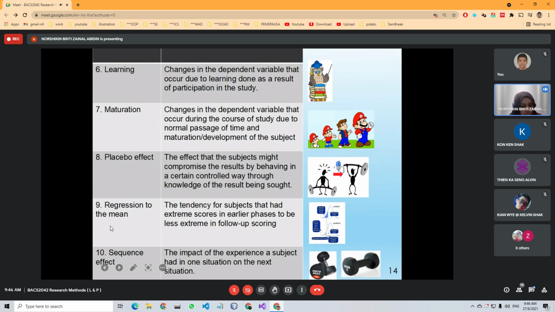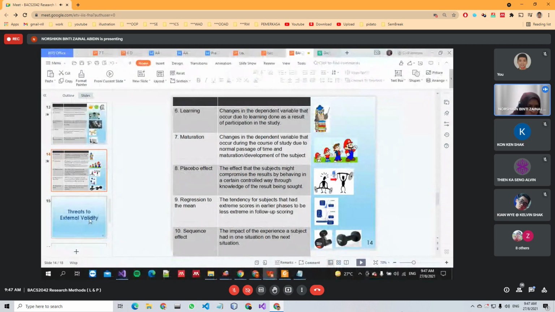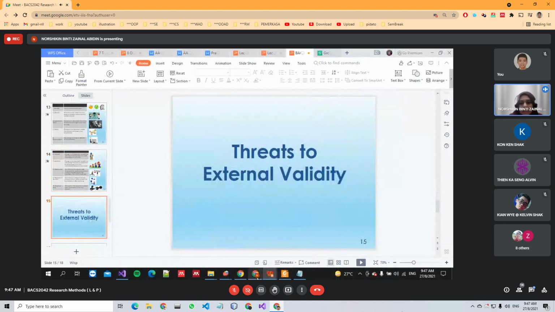Regression to the mean. So regression is a statistical measurement. It is the tendency for subjects that had extreme scores in earlier phases to be less extreme in follow-up scoring. And then next is sequence effect. Sequence effect is the impact of our current phase on the next phase, so from the current situation to the next situation, from one phase to another phase or to another situation. Next is threats to external validity.